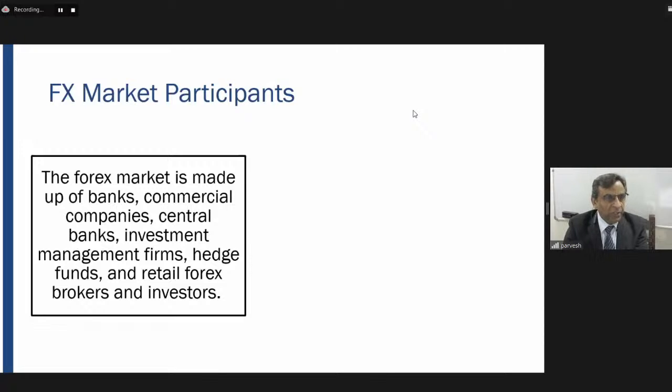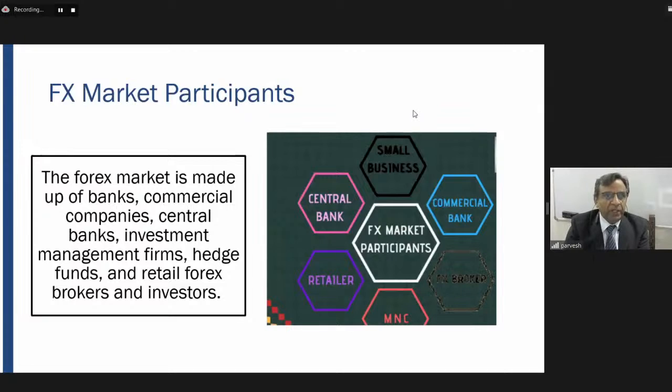And then there are investors, because they have to hedge their portfolio. A lot of money is coming nowadays into India in the form of FII. If the money is coming from, say, the US, they would like to convert their dollars into Indian rupees and buy Indian stocks or invest in the Indian debt market. So they also participate in these markets. If you see on your right hand screen, there are small businesses, commercial banks, brokers, multinational companies, retailers, and finally the central bank, who constitute the market participants who come and trade in these markets.